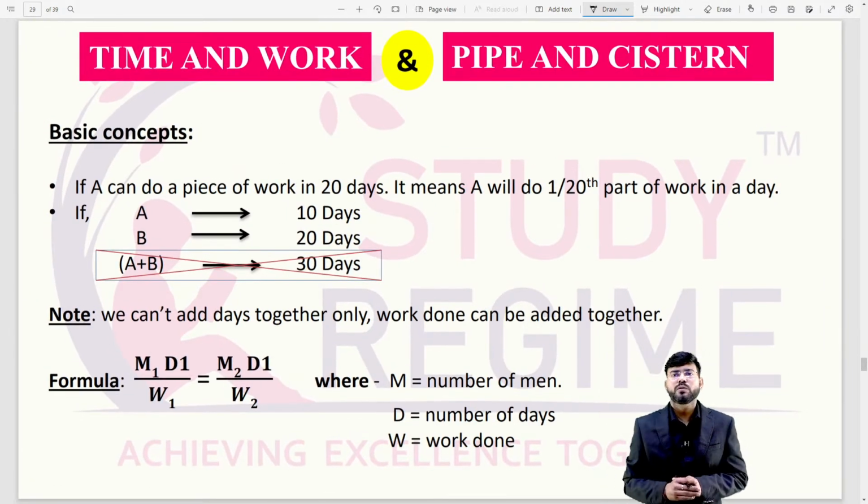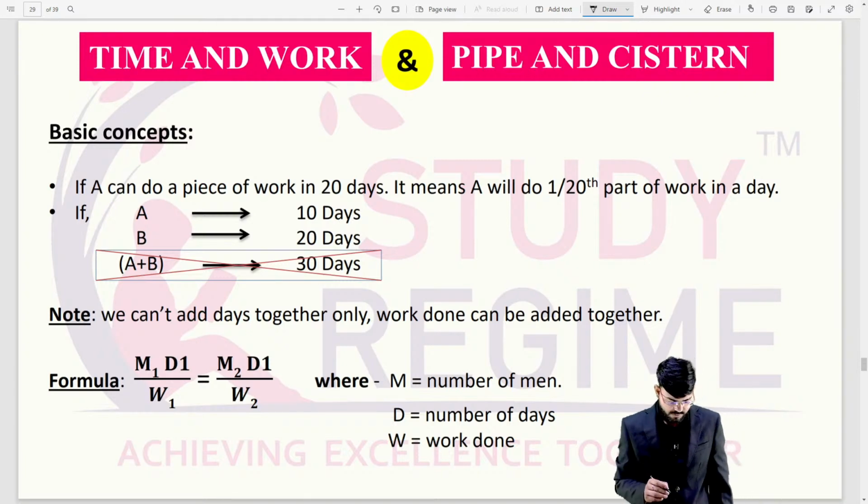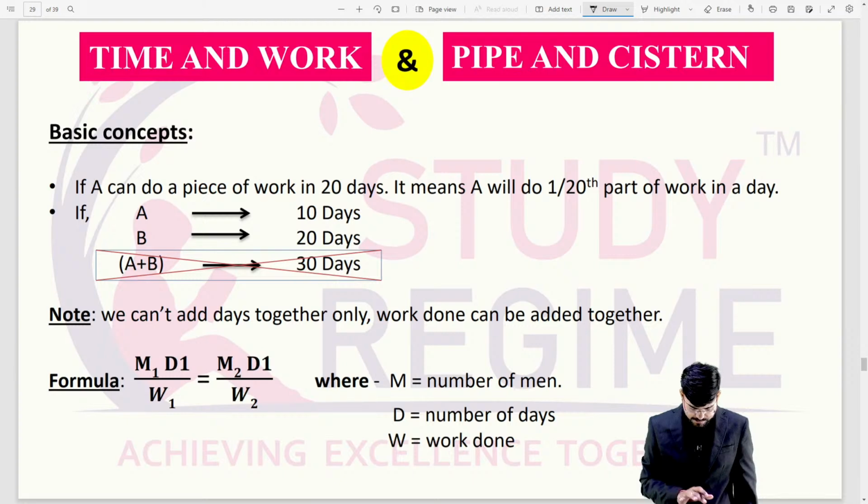Let's cover one more topic, which is time and work and pipe and cistern. Why are these clubbed together? The reason is that the concepts of time and work are applicable to pipe and cistern as well. Before going into the questions, I have given some basic concepts.